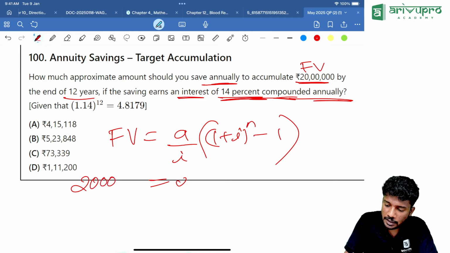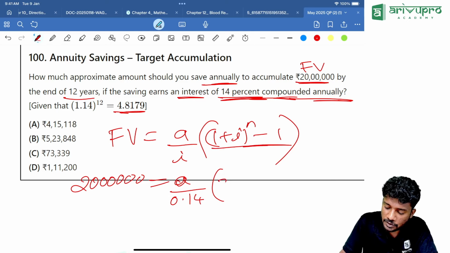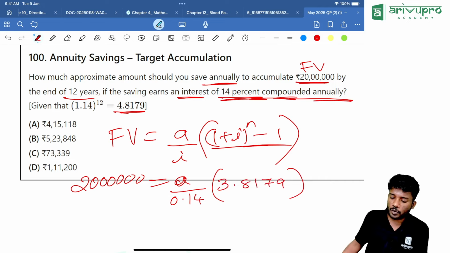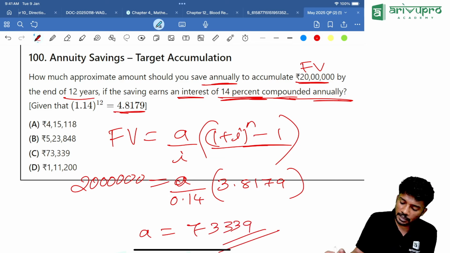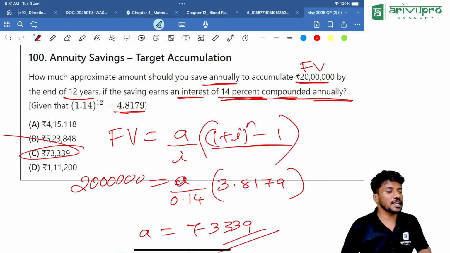So 20 lakh is equal to A divided by I, which is how much? 0.14 into, can I type this entire thing as 3.8179, because I reduced 1 from it. So get me the answer. A is how much? 73,339. The answer is option C.